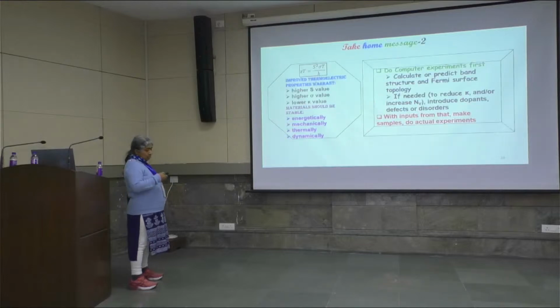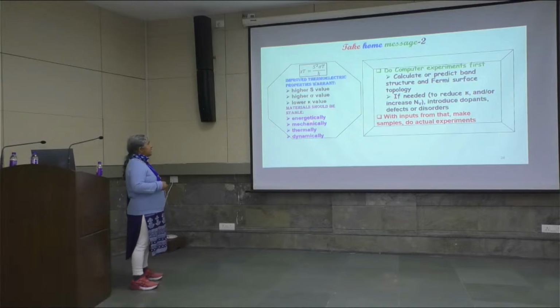And take home message 2: to improve ZT value, you know we need S high, sigma high, and kappa low. Improve with higher S value, higher sigma and lower kappa value. And materials should be experimentally viable.